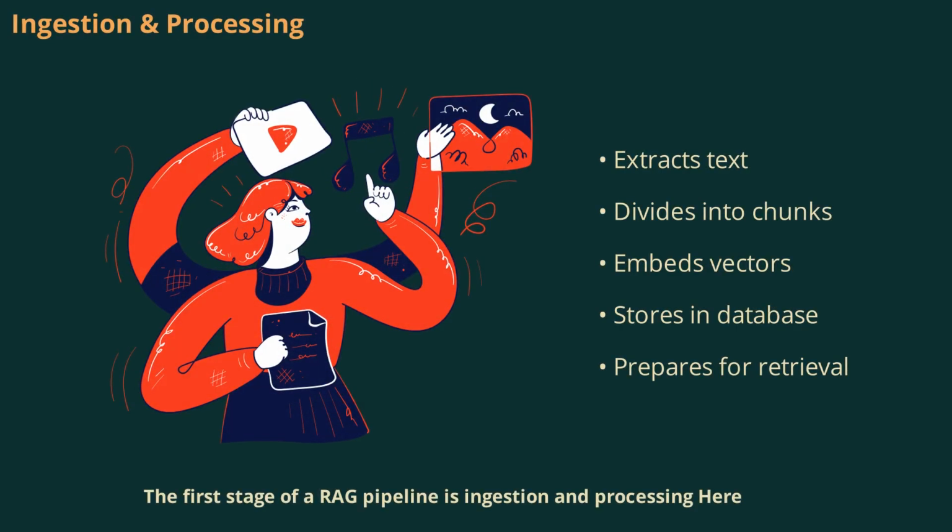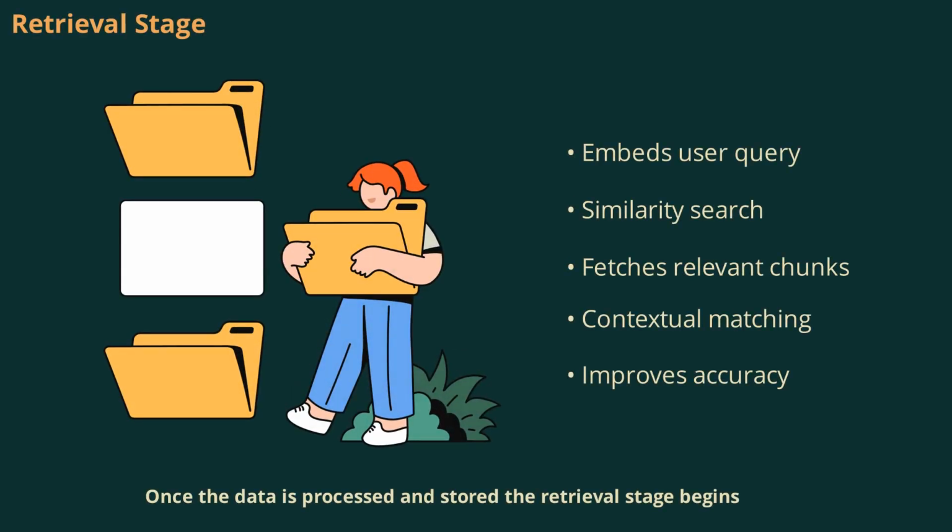The first stage of a RAG pipeline is ingestion and processing. Here, text is extracted from documents and divided into manageable chunks. These chunks are then converted into vector embeddings using an embedding model and stored in a vector database. This process ensures that the data is ready for efficient retrieval and generation. By breaking down documents and embedding them, RAG systems can quickly access relevant information when needed, laying the foundation for accurate AI responses.